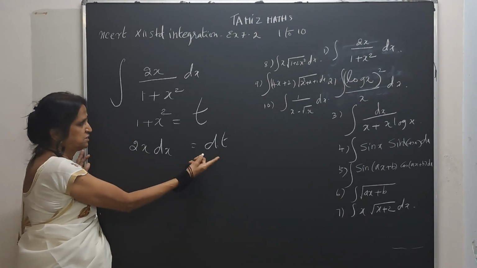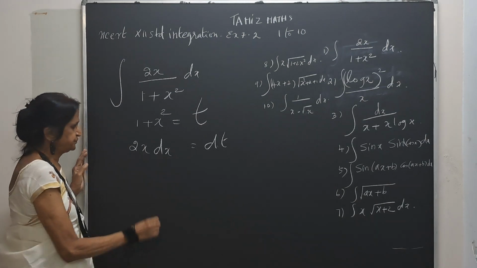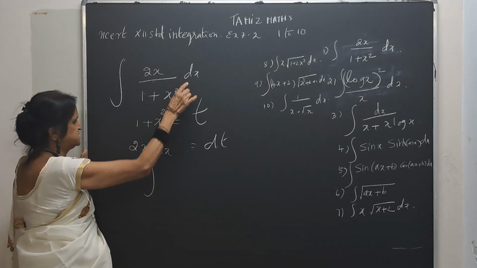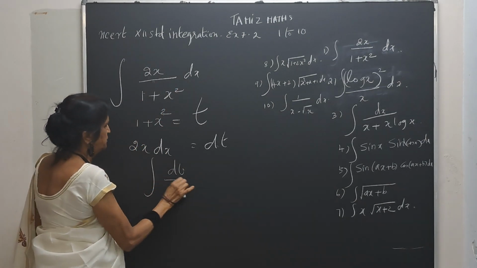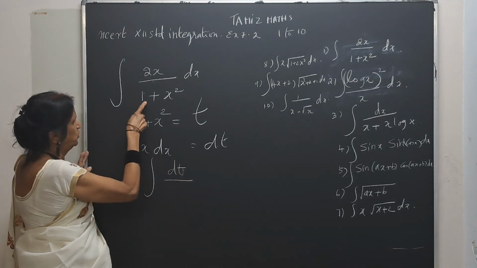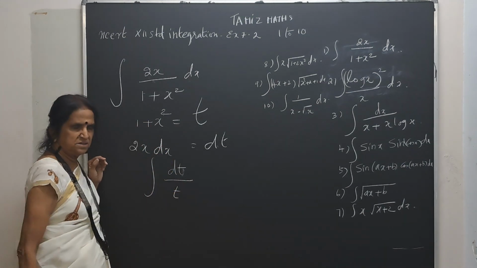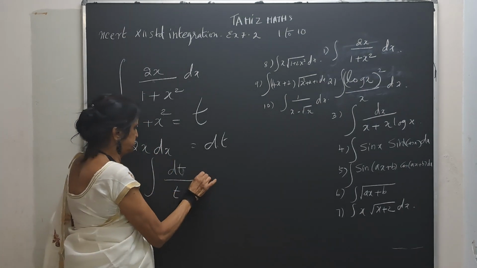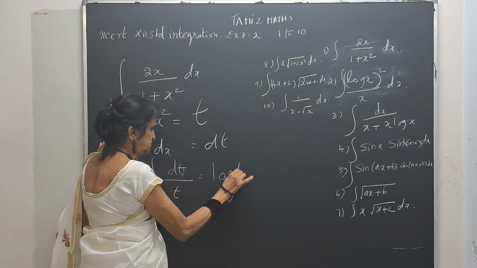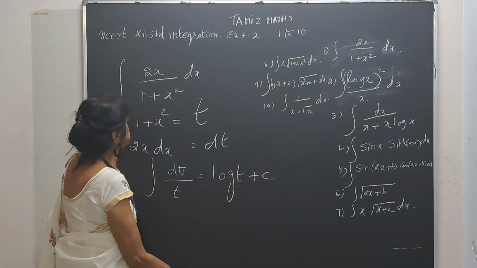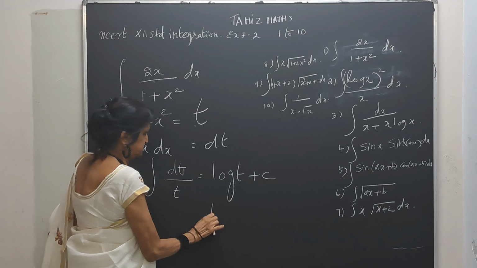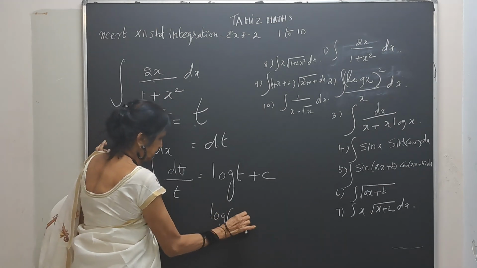Now, what is given in terms of the variable x? You convert in terms of your new variable t. So this is 2x dx is dt by, 1 plus x squared is t. What is integral dt by t? log t plus c. But what is t? 1 plus x squared.